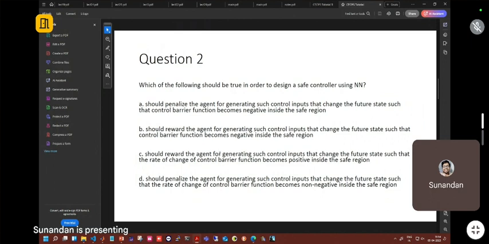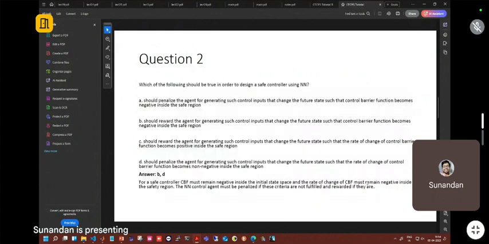So in this case, which one should be right? Again, here also there are two opposite versions of the same statement. Should reward the agent for generating such control inputs that change the future state such that the rate of change of the control barrier function becomes positive inside the safe region. If it's positive, remember that it will eventually end up having a positive value inside the safe region. Should penalize the agent for generating such control inputs that change the future state such that the rate of change of the control barrier function becomes non-negative inside the safe region. So if you see, B and D should be right, because obviously you should.